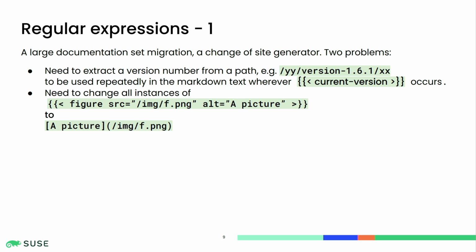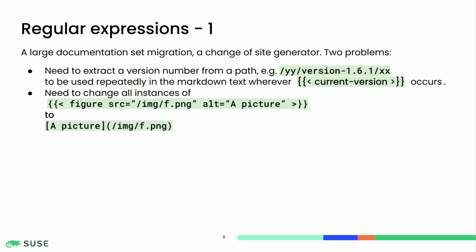Now Docusaurus doesn't have this. So I needed a way of being able to identify it. I could do some JavaScript, but I needed then to get the path and the version number out of the path, and then replace all of these with that version number.